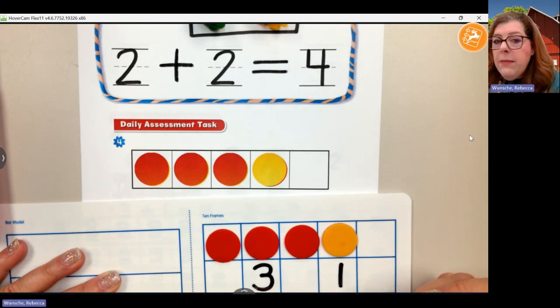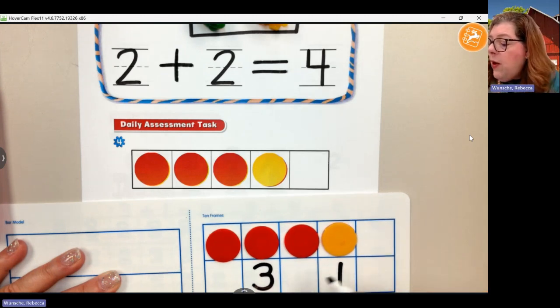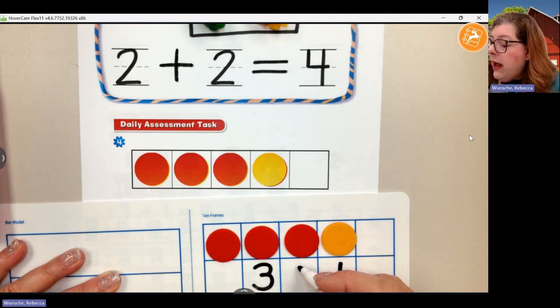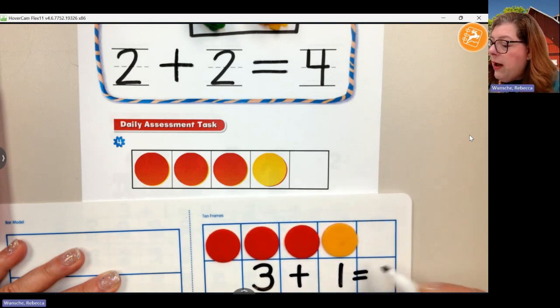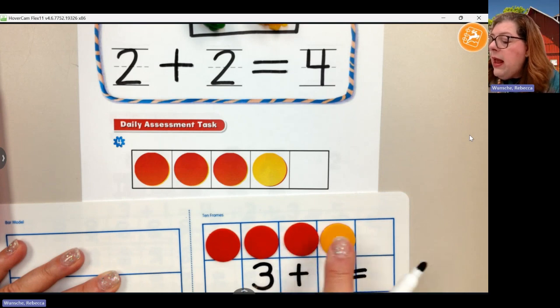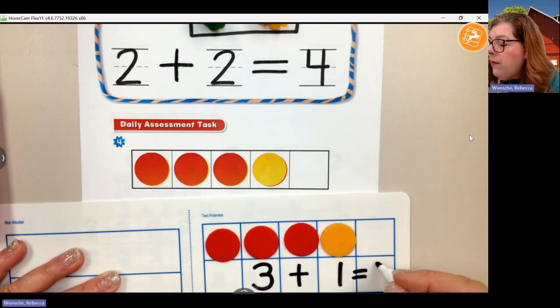So if I were making a math number sentence out of this, what would I do? I put my 3 and my 1 together, so I'm going to join them. That's going to be my plus symbol. And then I want to be sure I have my equals because I want to know how much I put together so that my other side of my equals is the same. So if I have 3 plus 1 more, that would be 3, and I count on 4.